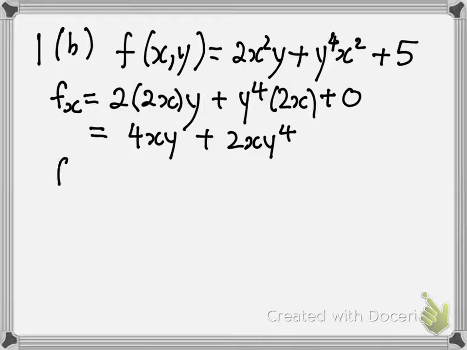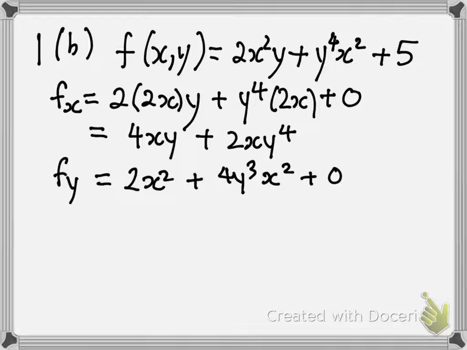If you have to find f sub y, then x will be momentarily a constant, and so would x squared in 2x squared y. If you do that, the derivative will be the same constant for 2x squared y. But for the second one, we have 4y cubed times that constant x squared. 5 will still have derivative 0, and if I erase that, then that will be my answer for f's partial derivative with respect to y.